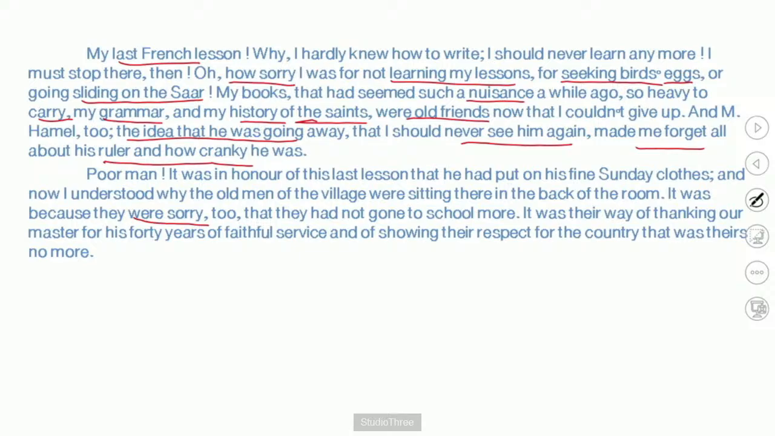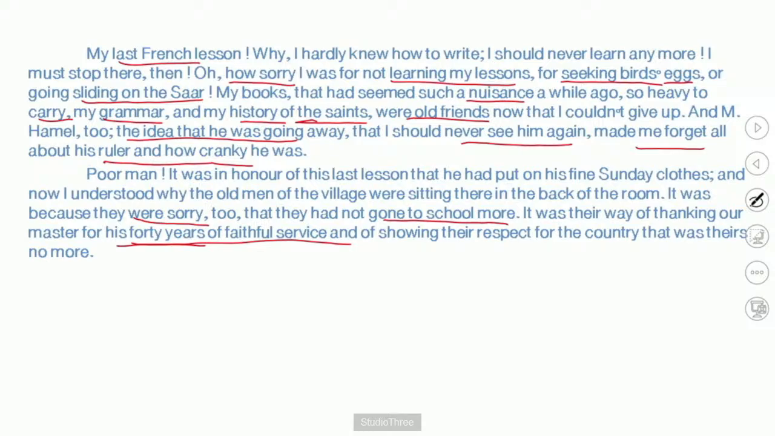It was their way of thanking our master for his 40 years of faithful service. Means not only a single day, single month, single year, or 10 or 12 years, but he had served in this town for 40 years, and he had earned too much faith in this town. So even today we also feel gratitude to our teachers, for how they serve and how they teach us, and not only us, but too many generations.